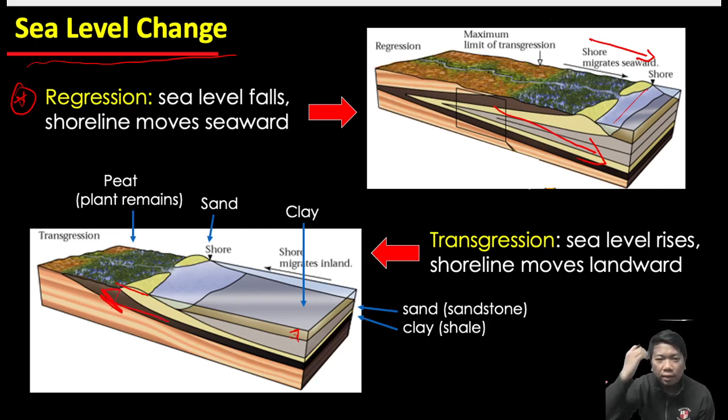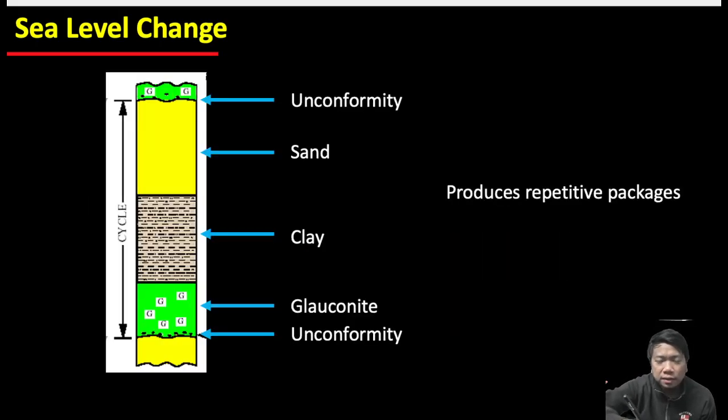Okay. All right. So the oscillation of the sea level actually creates different vertical records, and that's really what we see here in the coastal plain in New Jersey. All right, so this is just an example of a complete cycle of that regression to transgression cycle.